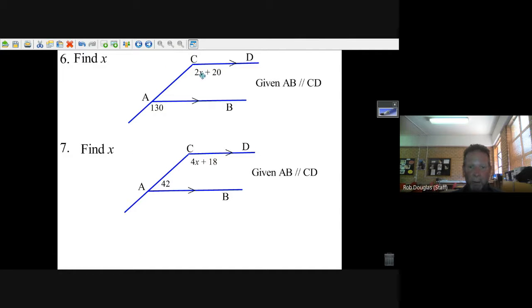Ah, there's some parallel stuff. There's a reason. It's got a special name, given that AB is parallel to CD. And here's another one, also a parallel reason. And you can build an equation with all this stuff and then solve it.